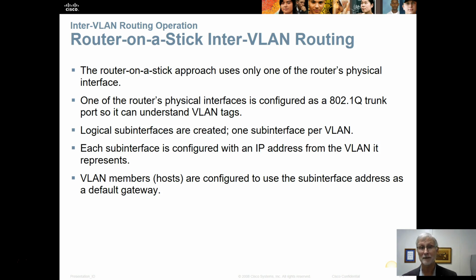One of the router's physical interfaces is configured as the 802.1Q trunk port. So what? This protocol now allows me to understand VLAN tags. So now I've got a port on a switch that understands inter-VLAN communication. Now I create what they call logical interfaces, and there's one sub-interface per VLAN.